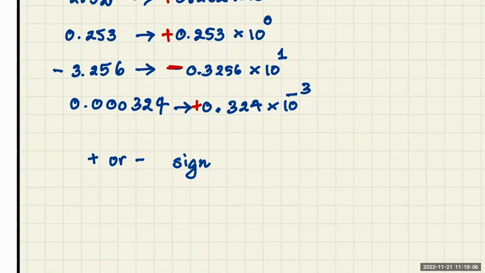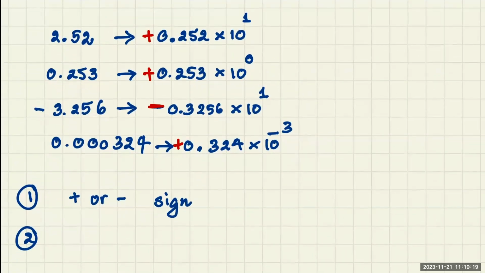The first thing that you have to tell everyone about the number that you have is the plus or minus sign. Number two, the other part of the information of the number is the normalized mantissa.